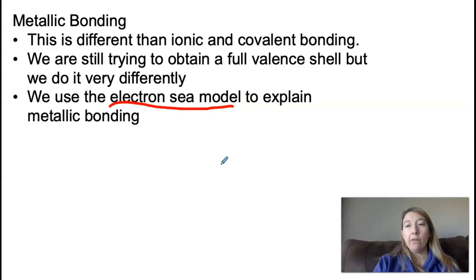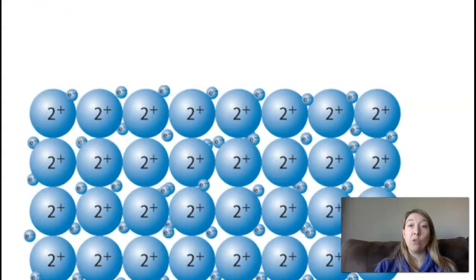We're still trying to get a full valence shell. That doesn't go away. But what's different is how we go about doing it, right? We said in ionic, we would gain and lose electrons to get a full shell. We said in covalent, we were going to share. In the case of metallic bonding, that doesn't really work anymore. So instead, what you find happening, and you'll see as soon as I show you the picture, this is why we don't ask you to draw this, right? We're not going to ask you to draw this.